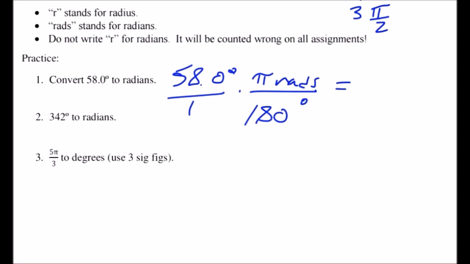If we used 360, we would use 2 pi instead of just pi. It'd be 360 degrees equals 2 pi radians. This is just half right here. Okay, Adam? Yeah, sig figs. We want 3 sig figs here. 1.01 radians, very good.